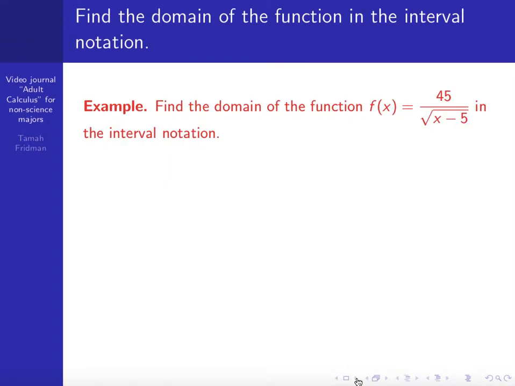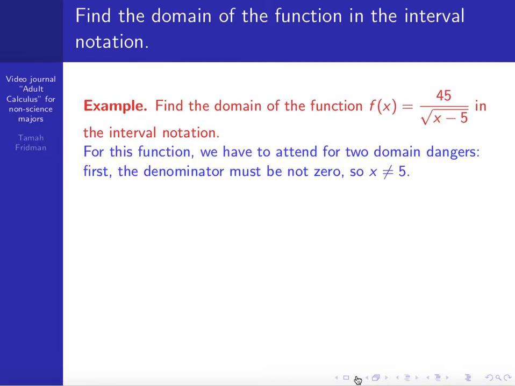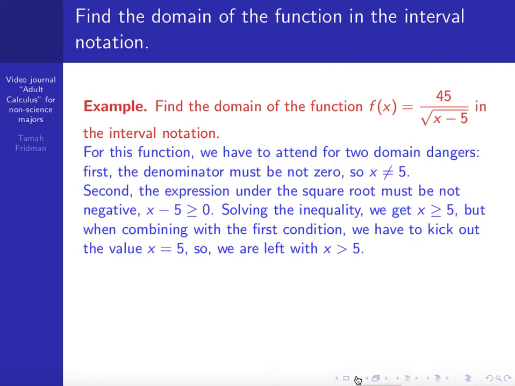Let's solve an example. Find the domain of the function f of x equals 45 divided by the square root of x minus 5, and we have to give the answer in interval notation. Okay, what do we see here? The denominator must be non-zero, so x is not equal to 5, and we have an expression under the square root. Square root is an even root, so it has to be non-negative. So x minus 5 has to be greater than or equal to 0. Solving this inequality, we get x is greater than or equal to 5, but combining with the first condition, we have to kick out the value 5. So we would be left with x strictly greater than 5.